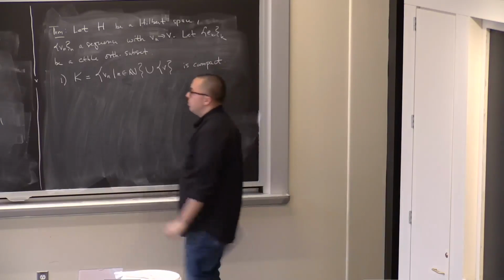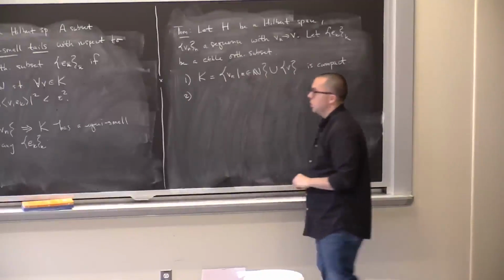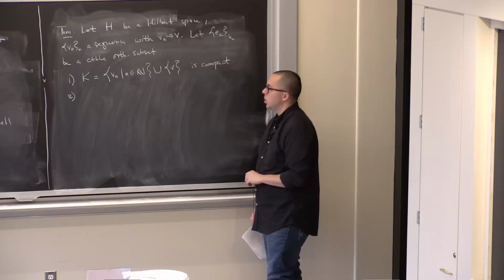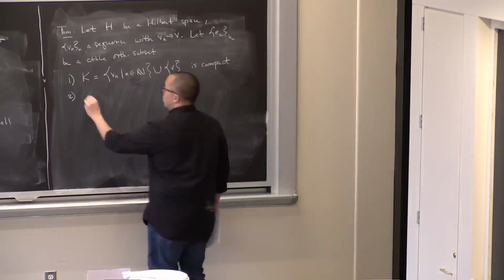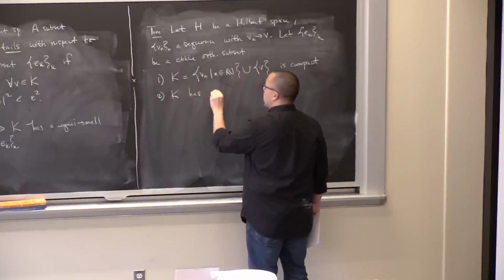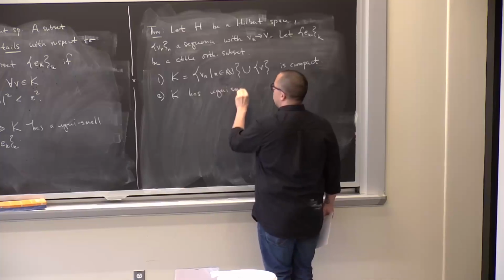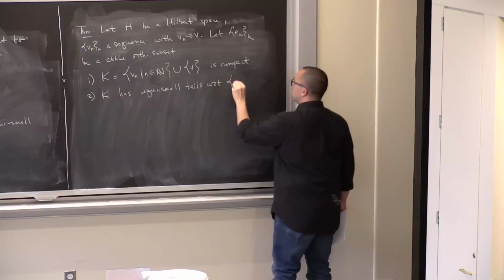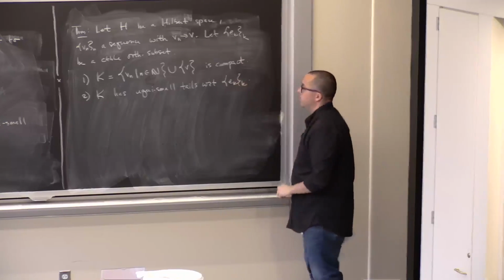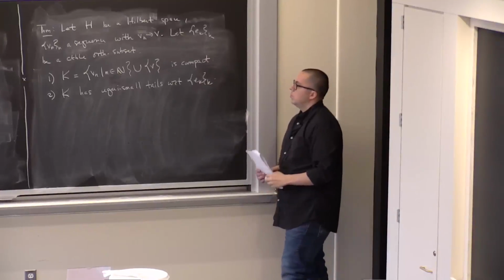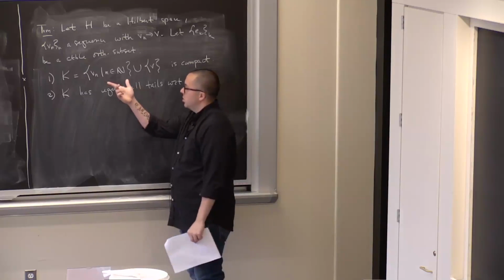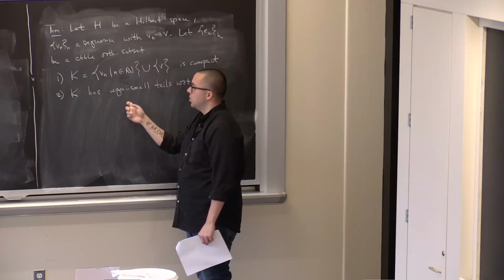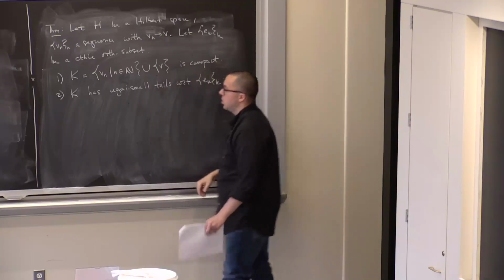Okay. The proof is given in Melrose's notes, and I'm going to leave it to you to look up or work your way through. It's not that difficult. And K has equi-small tails with respect to e_k. All right? So this subset consisting of a convergent sequence along with its limit is compact, and it has equi-small tails with respect to any countable orthonormal subset. Okay?